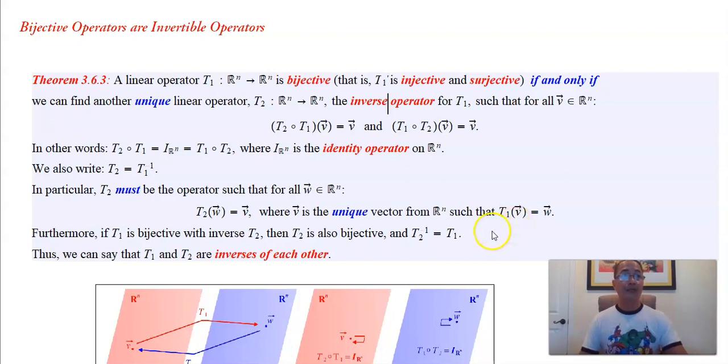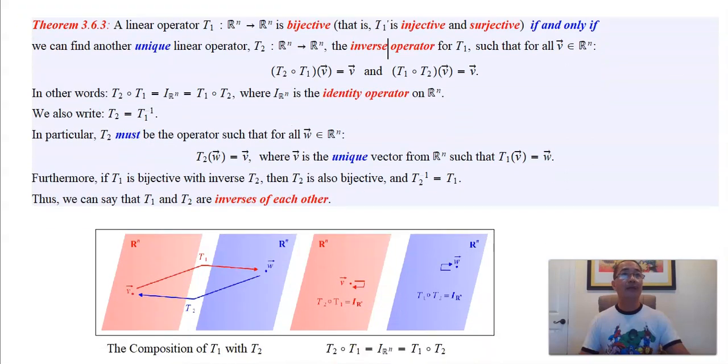Furthermore, if T1 is bijective with inverse T2, then T2 is also bijective, and T2 inverse has to be T1. So therefore, we will say that T1 and T2 are inverses of each other. Now, I do have a diagram down here which just about fits into our frame. Okay, so here's what's happening. T1 takes V to W, and then T2 takes W back to V.